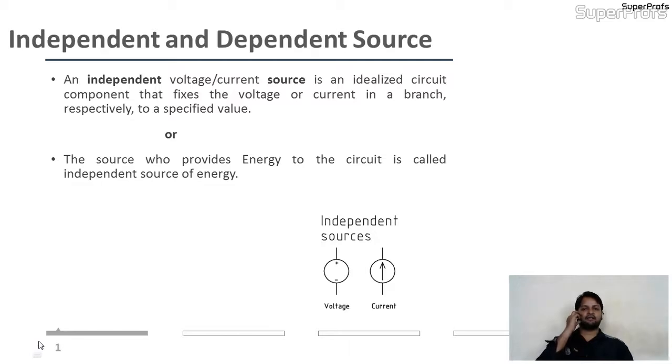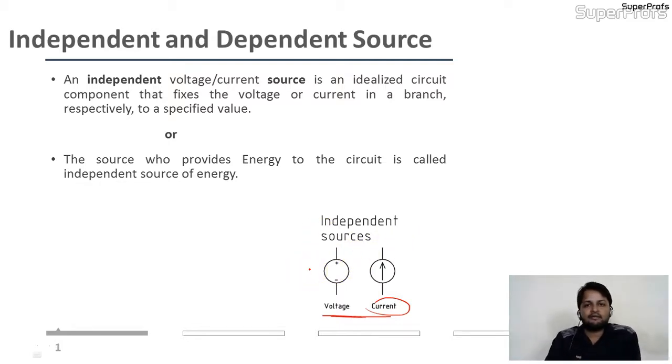Independent and dependent sources. Okay friends. As we have seen, the voltage and current are two types of circuit like this. In many problems we used this plus-minus combination and we have given the name voltage source. And this arrow type of structure we have given the name current source. These are the independent sources of energy.